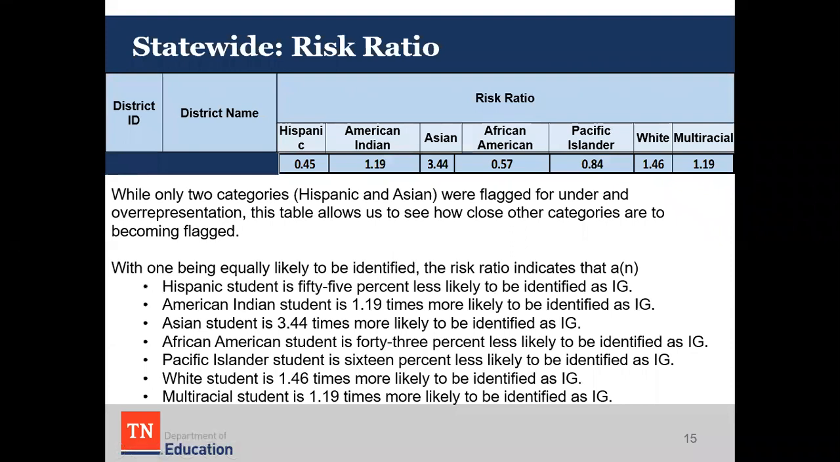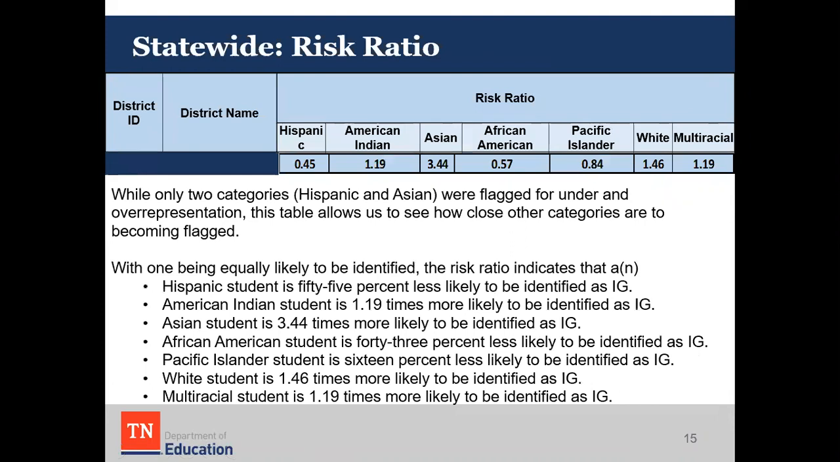So here's our statewide risk ratio. While only 2 categories, Hispanic and Asian, were flagged for under and overrepresentation, this table allows us to see how close other categories are to becoming flagged. With one being equally likely to be identified, the risk ratio indicates that a Hispanic student is 56% less likely to be identified as intellectually gifted.